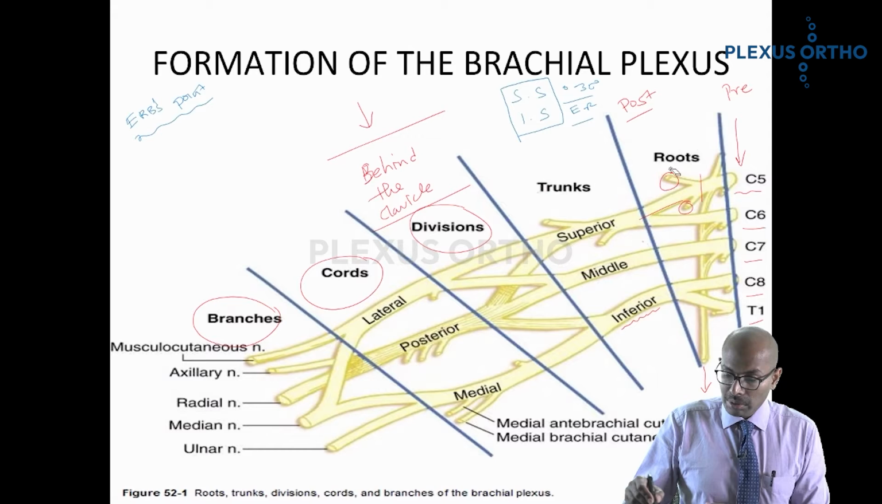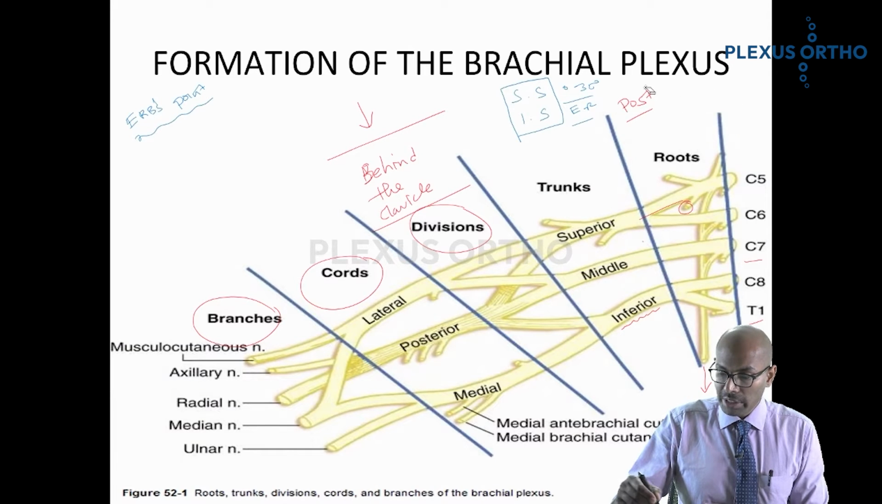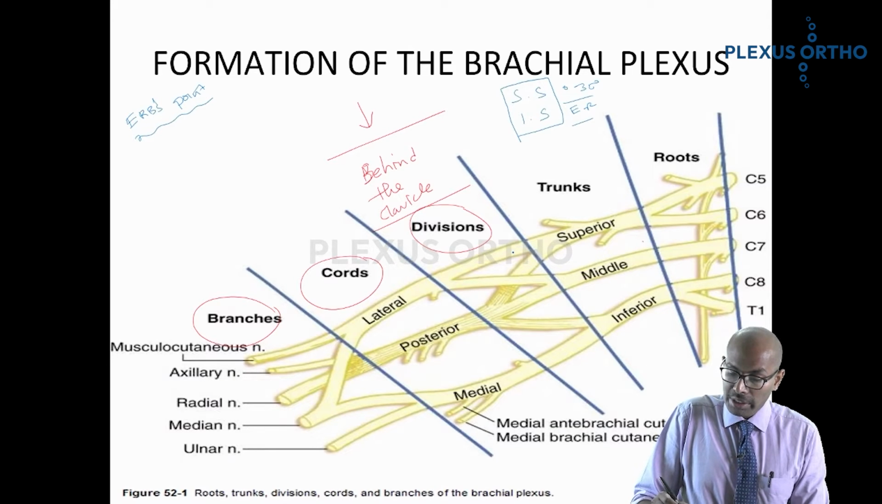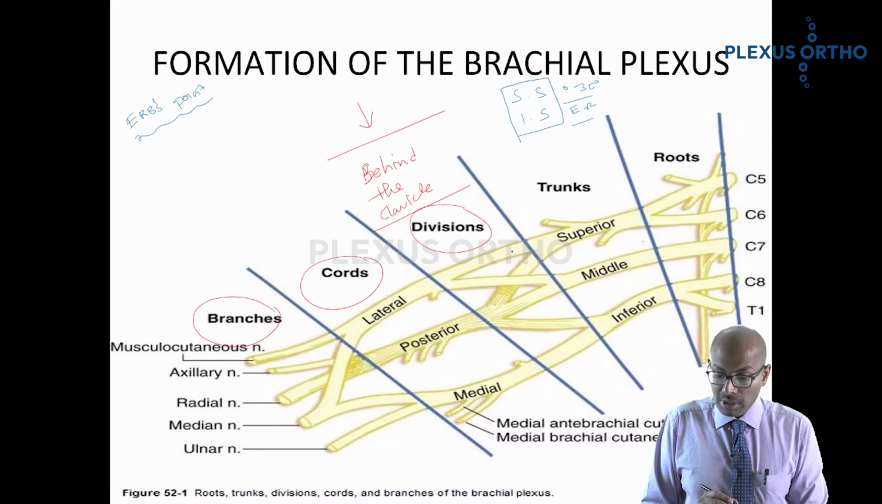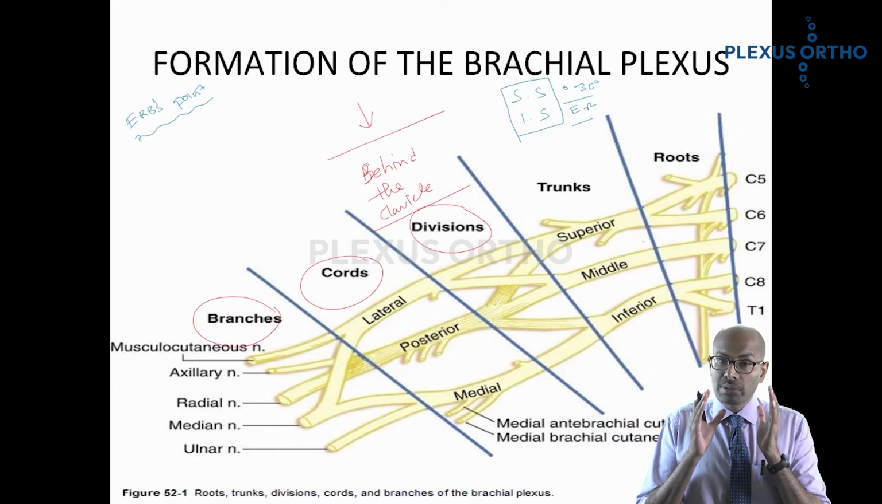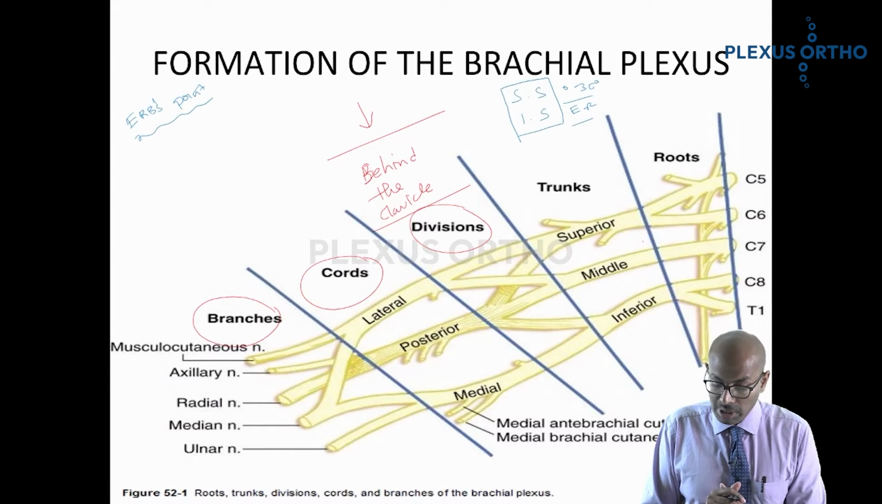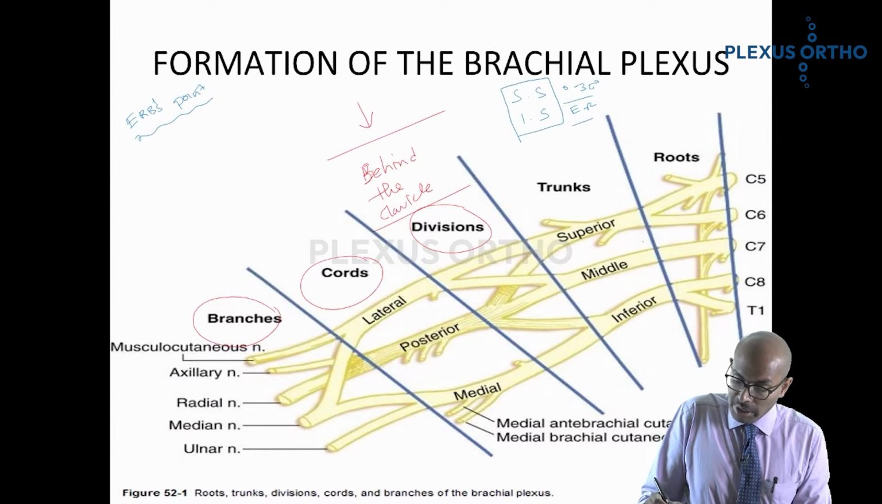So let us now go on to the divisions. Behind the clavicle, all the nerves divide into anterior and posterior divisions. The divisions are important because they don't give away any branches. So if some examiner asks you what are the branches from the divisions, you should say there are no branches from the divisions.